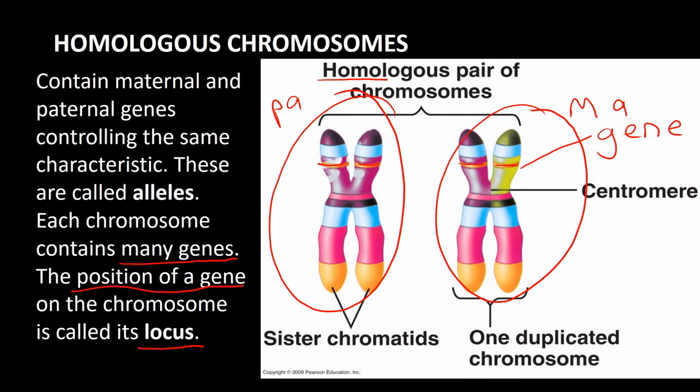Now, where a gene is found on the chromosome is called the locus or location of the gene. The other term you need to know for this is that the genes that govern the same characteristic, found in the same position on the chromosome, are called alleles. They are genes controlling the same characteristic.